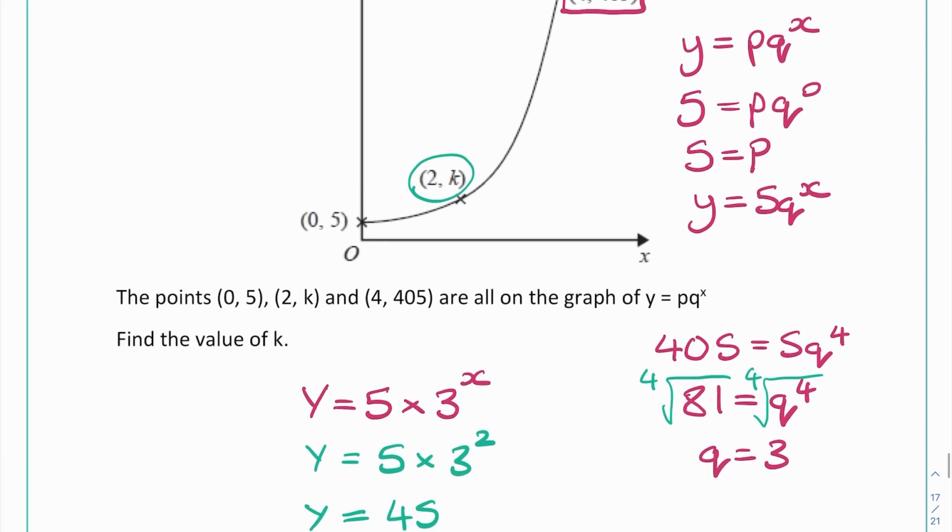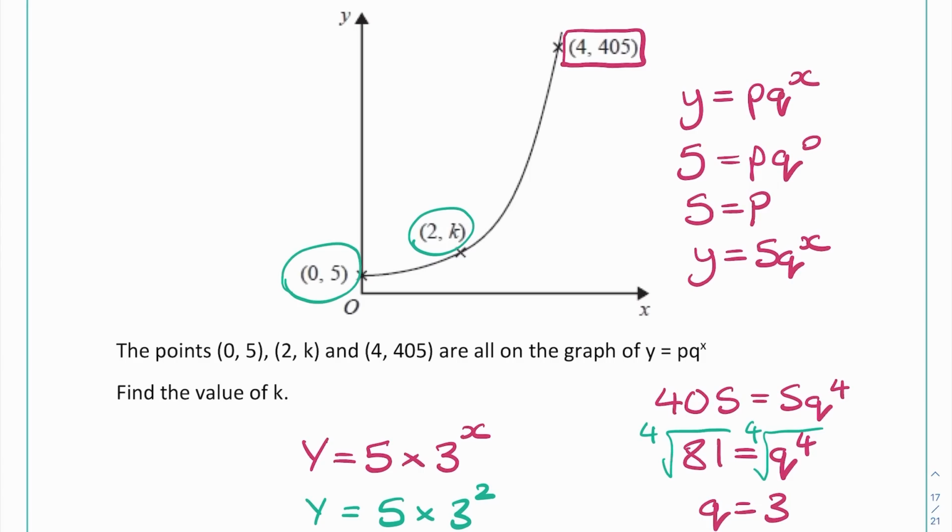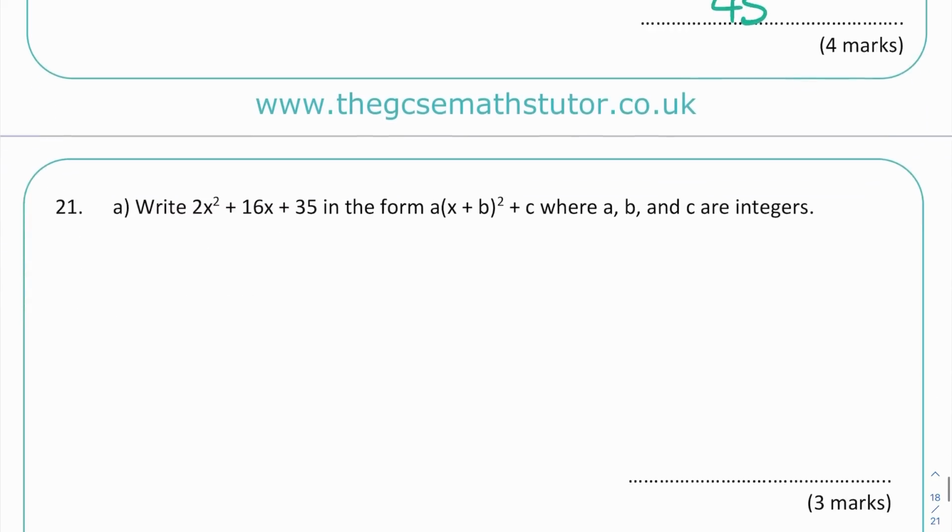So there we go, there was a bit of a problem using an exponential graph, and there we go, always focusing on this particular coordinate here to start with. Okay, on to our next question.